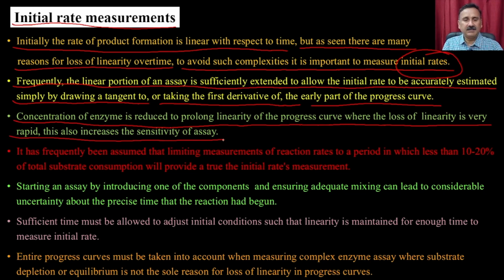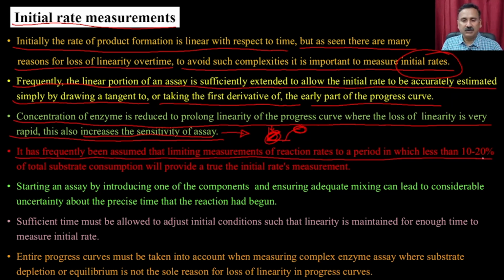This also increases the sensitivity of the assay. So when you are doing the initial rate measurements, you are also going to increase the sensitivity of the assay, because in this particular range, in this particular curve, the assay is very sensitive. Suppose you add any kind of inhibitor, this is going to be affected. It's possible that the saturation point may not be affected, but this portion is going to be affected. It has frequently been assumed that limiting the measurement of reaction rate to a period in which less than 10 to 20% of the total substrate is consumed will provide a true initial rate measurement. Okay.